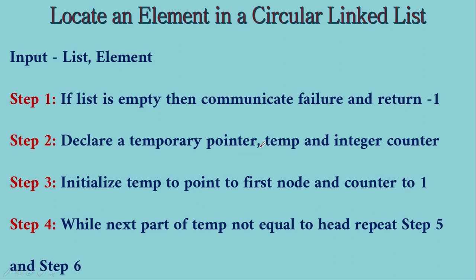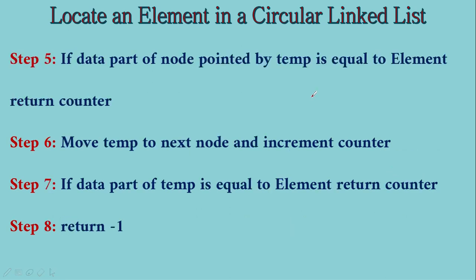Otherwise, we are going to declare a temporary pointer, temp, and an integer counter initialized to 1. And while the next part of the temp is not equal to head, we have to repeat step 5 and 6. In step 5 we are checking whether the search element is the current element. In that case you will return the counter. Otherwise you will move to the next node and increment the counter. Step number 7 is for checking whether the last node is the search node. So if the data part of temp is equal to element, then you will return counter. If none of these conditions are satisfied, then we can return -1.